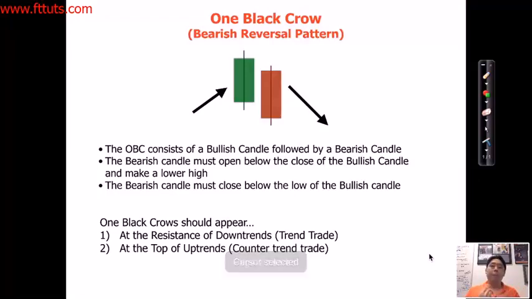Great. So the opposite of the one white soldier is the one black crow. Okay. So the one white soldier is a bullish pattern going up. The one black crow is a bearish pattern. It's a bearish reversal pattern. So we will see it after a series of candles going up. So what we want to see in this pattern is the price is going up.